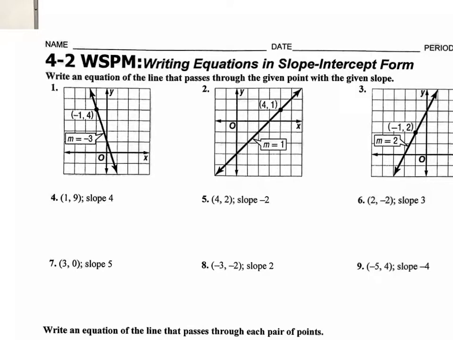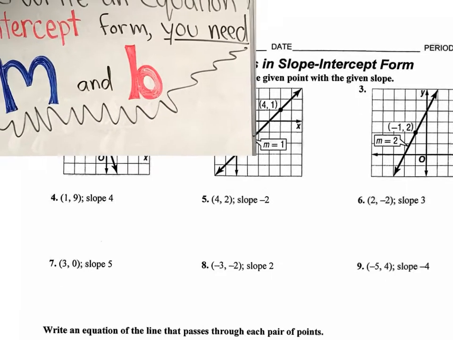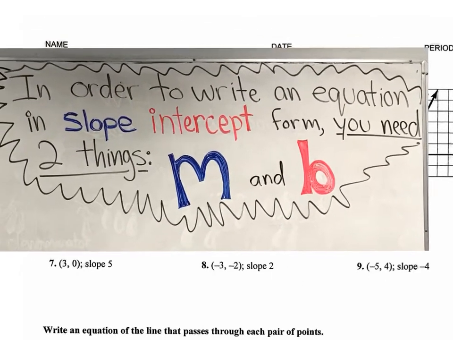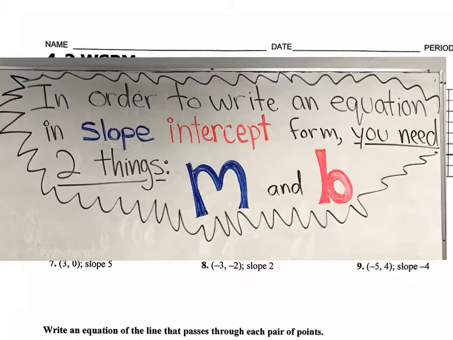On number 1, actually on this whole worksheet, they want us to write the equation in slope-intercept form. If they ask you to write an equation in slope-intercept form, you need 2 things. You need the m and you need the b. That's the only way. It's called slope-intercept form because you need the m, the slope, and you need the intercept, the b, the y-intercept value.